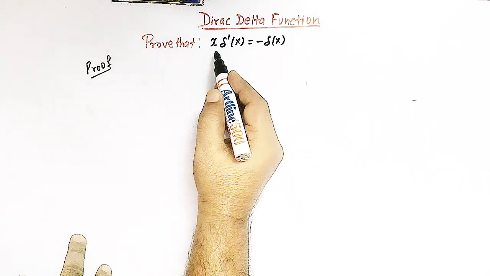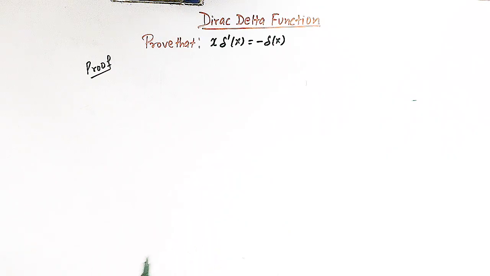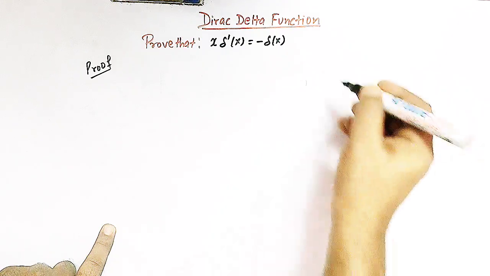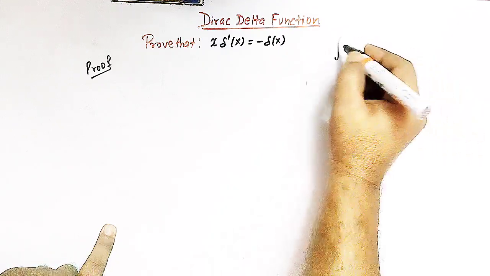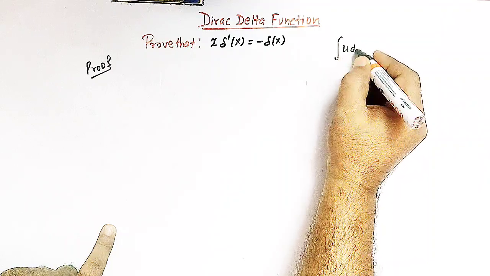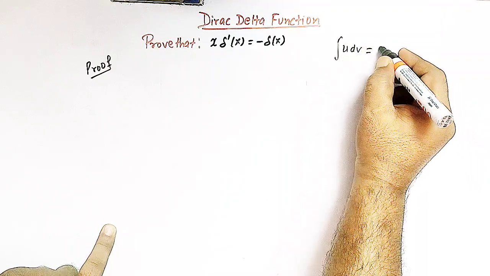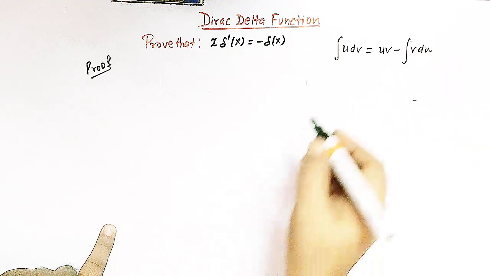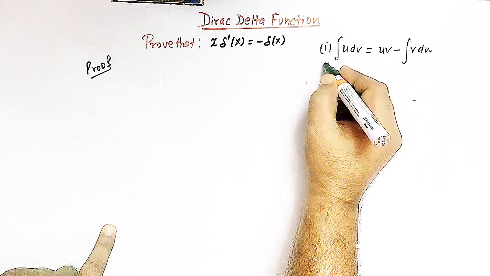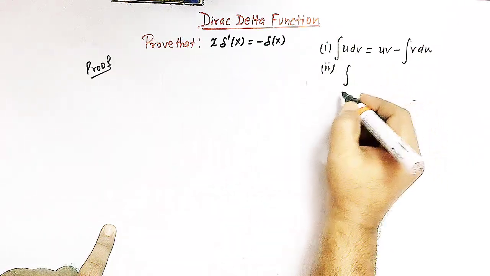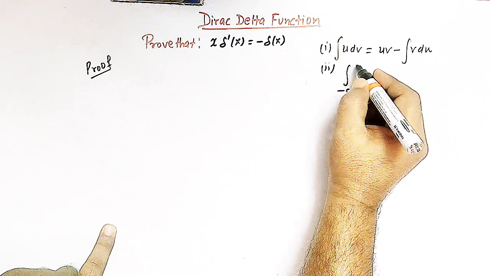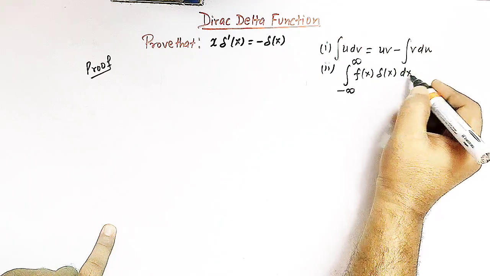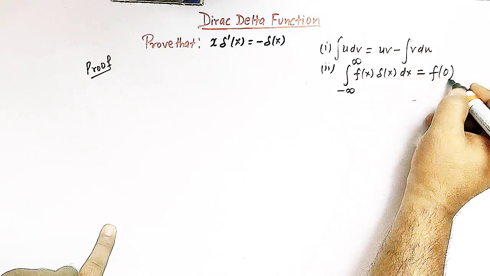In order to prove this property, we need some important results. So let us first list out the results here. The first one is the formula for integration by parts, that is, integral u dv is given by uv minus integral v du. And the second result required is this property of the delta function, that is, integral f of x delta of x dx is given by f of 0.